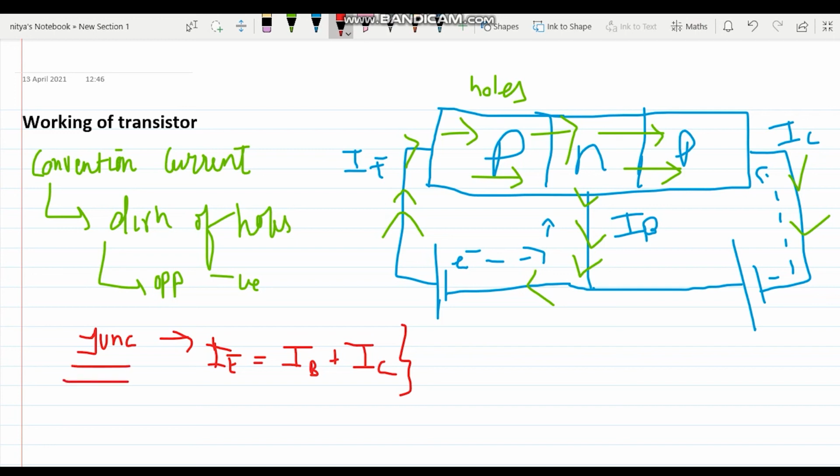So I think the flow of it increases. Here we can see that in the PNP junction the flow is entering the ammeter, and in the NPN junction the flow is going outside the ammeter. This is the basic difference between them.